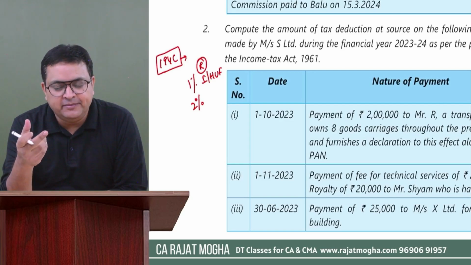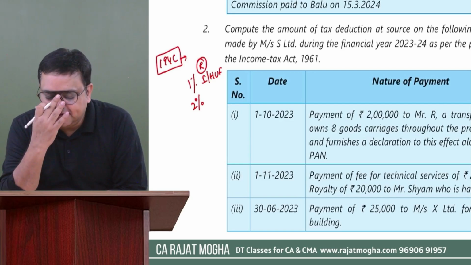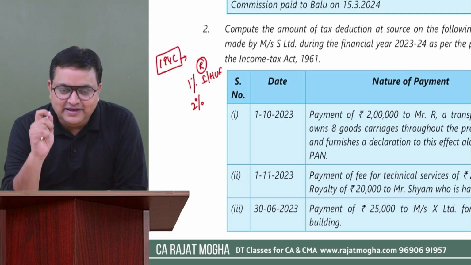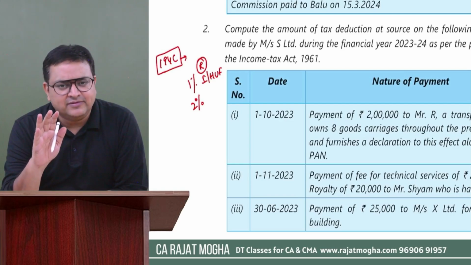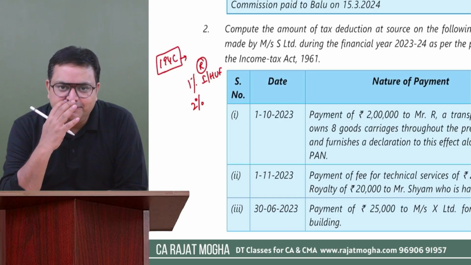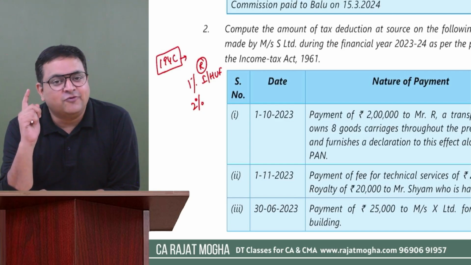And what is the threshold limit? 30,000 for a single contract, for multiple contracts, 1 lakh rupees. Correct. But please remember, for transportation, the assessees who are engaged in transportation of goods have quite good benefits in income tax. One benefit we see is in section 48(3).